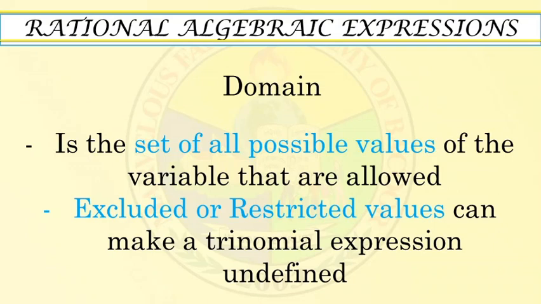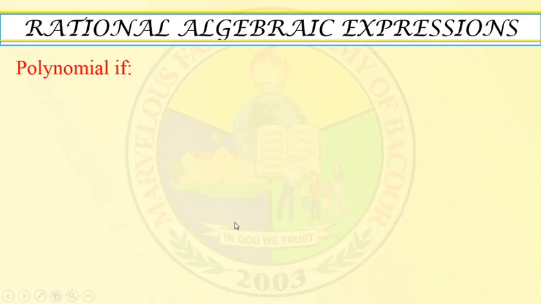Okay? When we say excluded value, these are the values of the variable that cannot be substituted. Why? Because it makes the denominator equal to zero. Okay, so how to determine if it is a rational algebraic expression or not. So, a rational algebraic expression is also a polynomial because we are talking about a certain variable and the numerical coefficient or the numerical numbers.